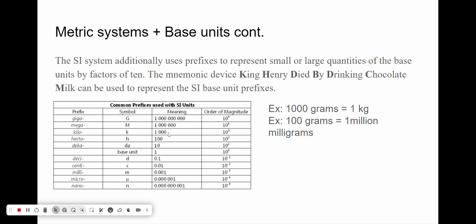we get 1,000 grams. And another one here, if we're trying to turn grams into milligrams, say there's 100 grams right here, then if we go down to milligrams, there's 0.001 milligrams in 1 gram. So to get to 1 gram from here, you would times it by 1,000. And since there's 100 grams, you would do 1,000 times 100 to get 1 million.